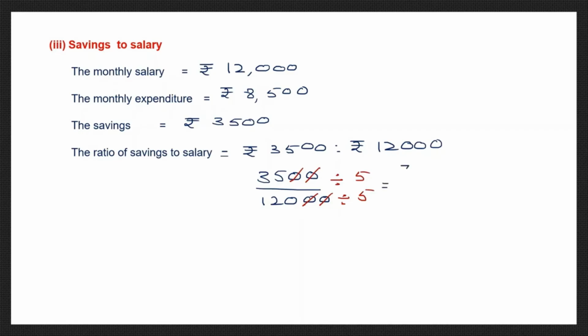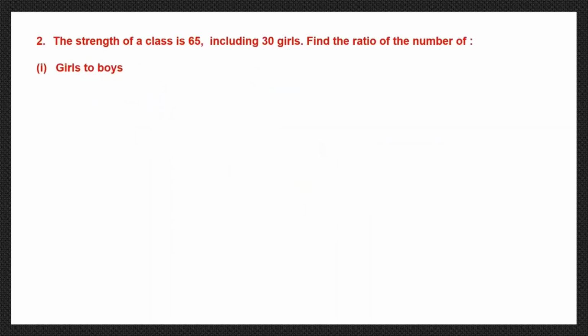Now 5 sevens are 35 and 120 here. So 5 into 24 is 120. So our fraction is 7 by 24 and our ratio is 7:24. So our final answer, the ratio of savings to salary is 7:24.